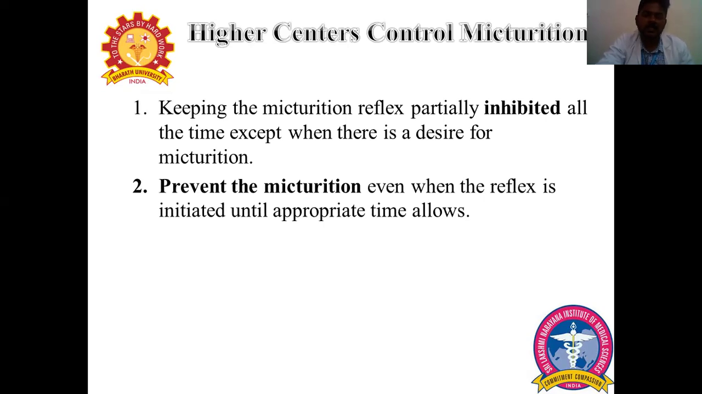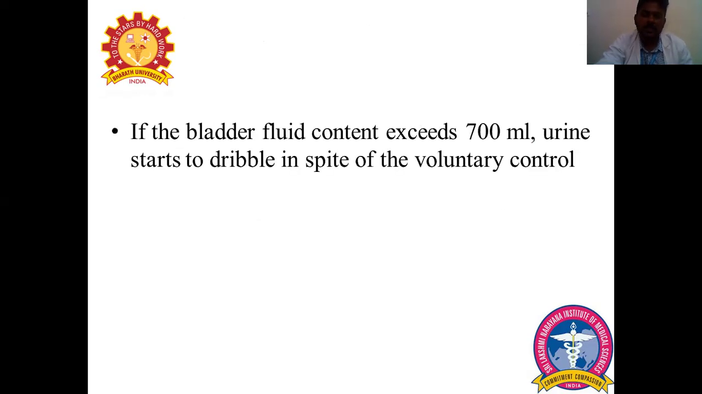The higher centers will keep the micturition reflex partially inhibited, except when there is a desire for micturition. That is, whenever the environment is favorable and you feel like urinating, only then is the micturition reflex fully happening. The other times it is partially inhibited. These higher centers also prevent micturition even when the reflex is initiated. Even when the reflex is initiated, you can voluntarily control the micturition. This is through the higher centers in your brain. But when the bladder is filled beyond 700 ml, this voluntary control is not present.